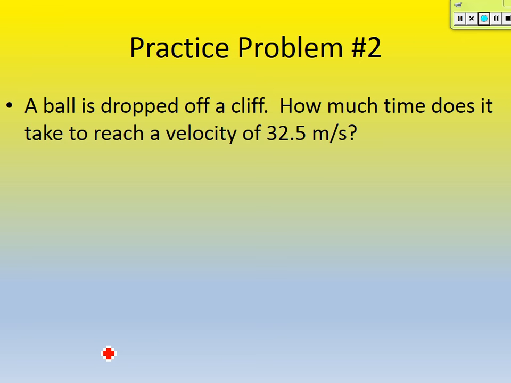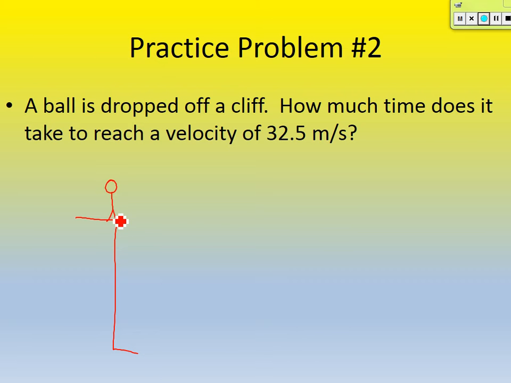And go through the same steps that we just went through. It says a ball is dropped off a cliff. How much time does it take to reach a velocity of 32.5 meters per second? Now step number 1, we're going to draw a picture. So again, we have a cliff.